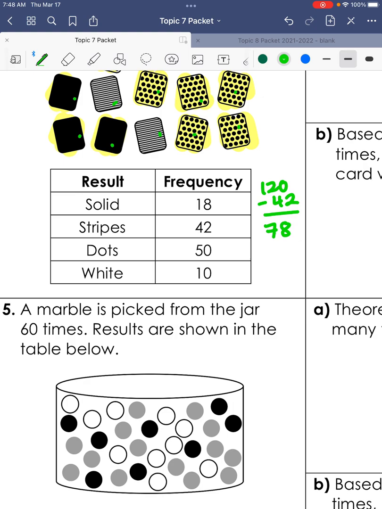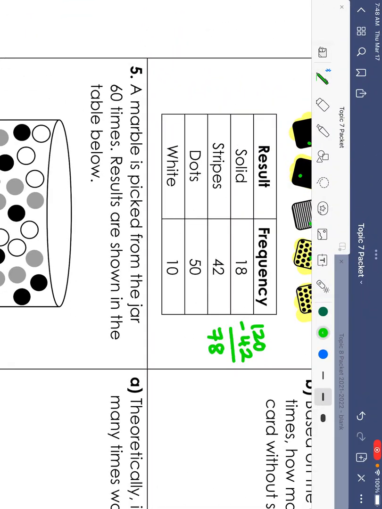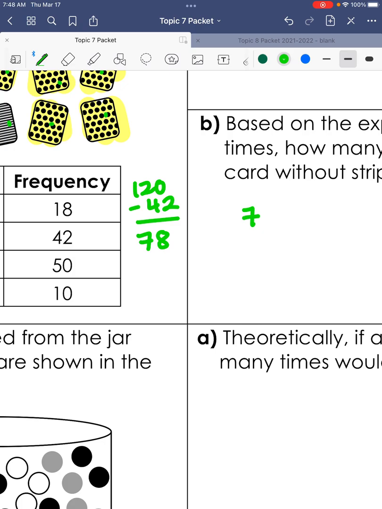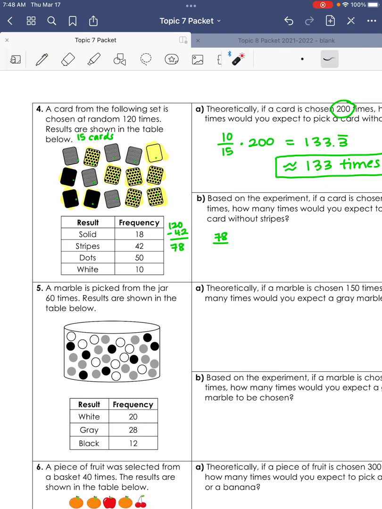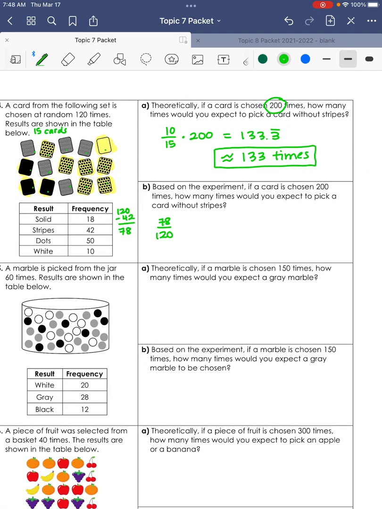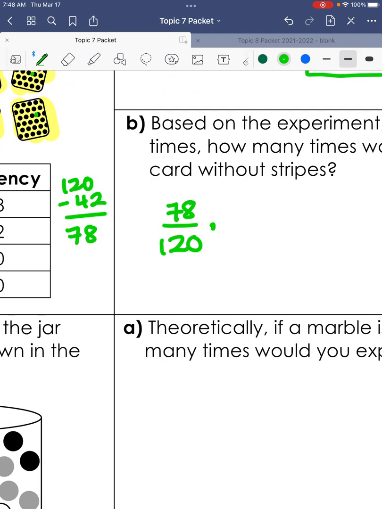Okay, so we know that a card without stripes was chosen 78 times. So 78 is going to be my numerator. That's the number of favorable outcomes. And my denominator is 120 because it tells me right here 120 times. So 78 over 120. Now it's still, if a card was chosen 200 times, I could reduce this, but it's not necessary. I'm just going to multiply times 200.